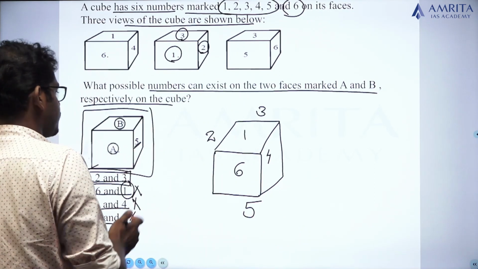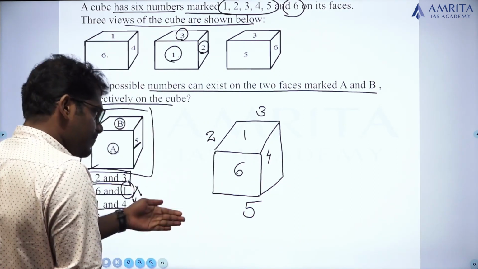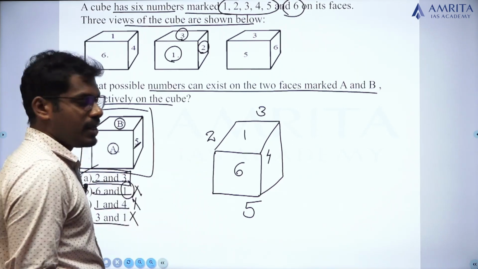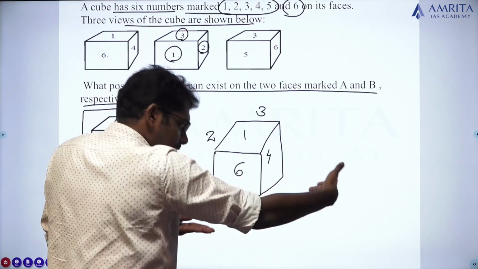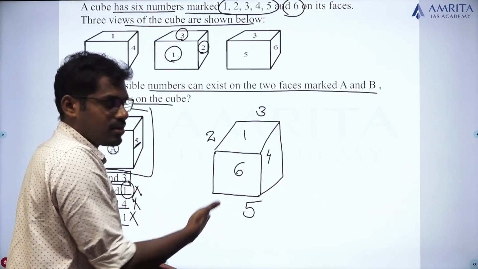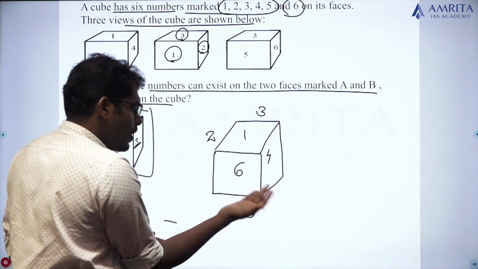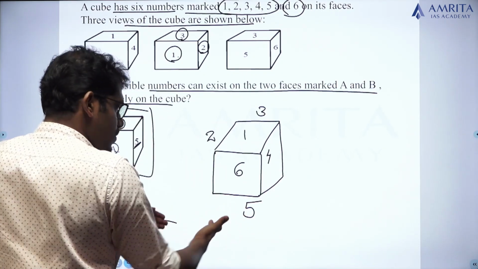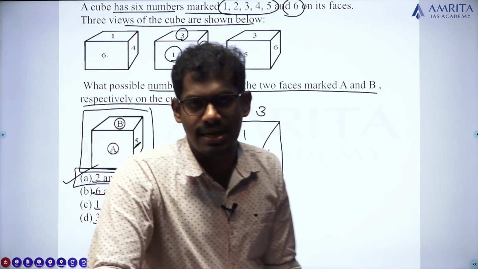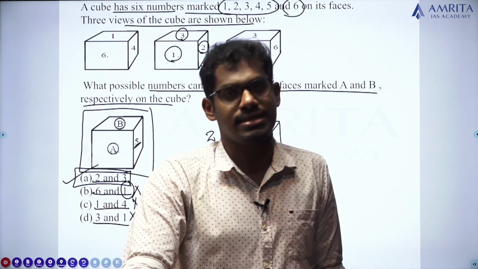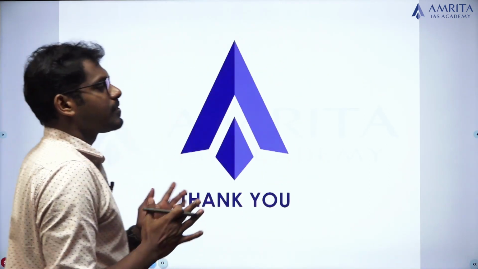Let me check. Is 2 adjacent to 5? Yes, 2 is the left face, it is adjacent to 5. Is 3 adjacent to 5? Yes, 3 is the back face, at the right bottom, and both these faces are adjacent. So 5 is adjacent to the left face and back face. So yes, it is possible. Option A, 2 and 3 can be an answer, and it is the answer. So the answer for this question is option A, 2 and 3.